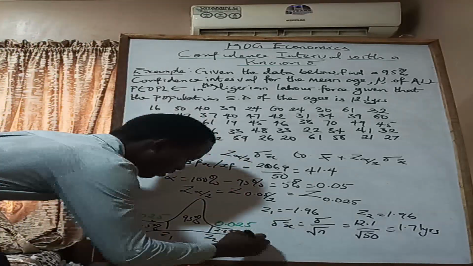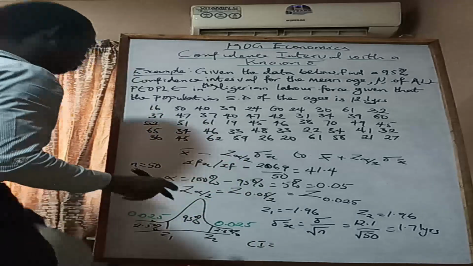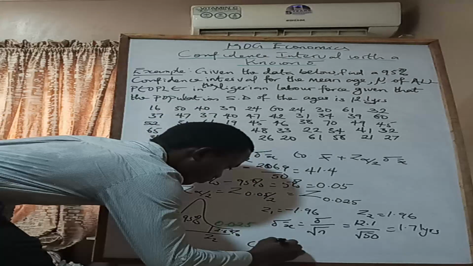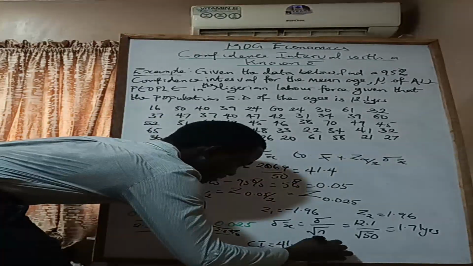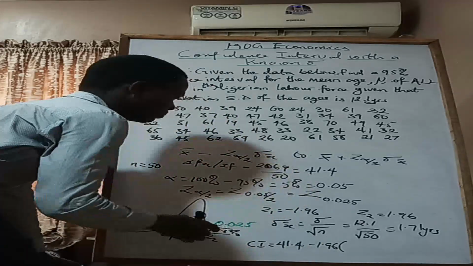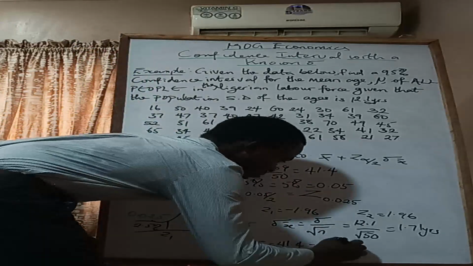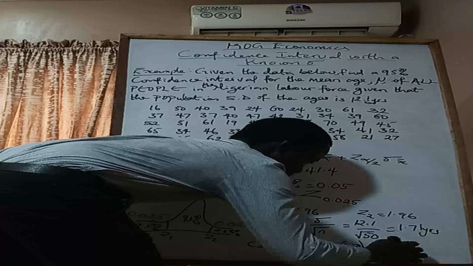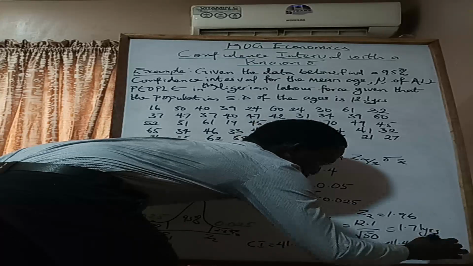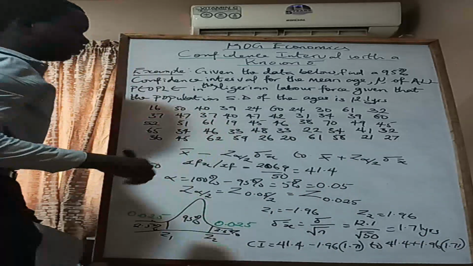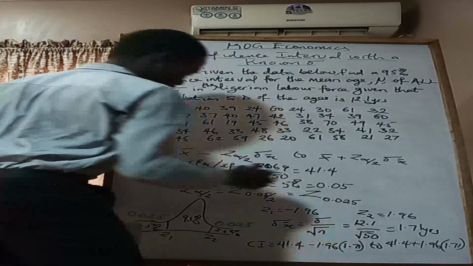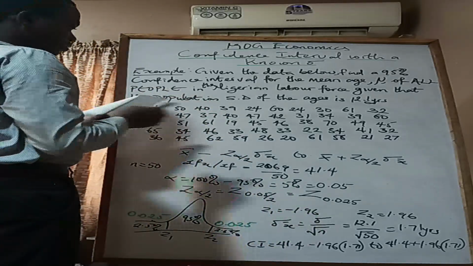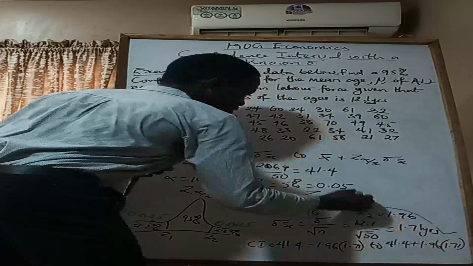So our confidence interval at 95% is going to be x̄, which we got as 41.4, minus 1.96 into brackets 1.71, to 41.4 plus 1.96 into brackets 1.71. By the time we calculate that out, let me just write in our confidence interval, this is the final thing.